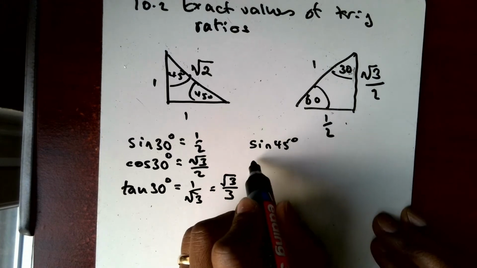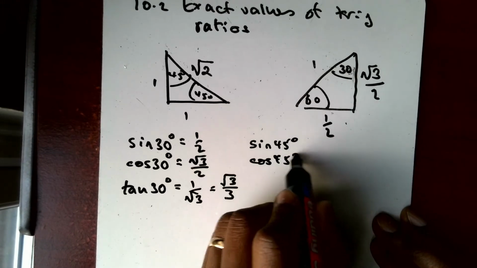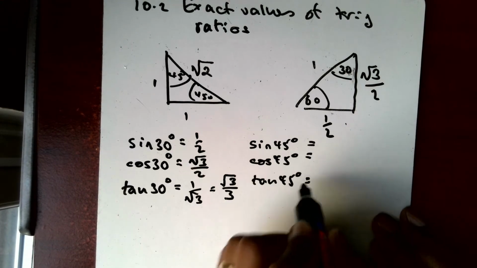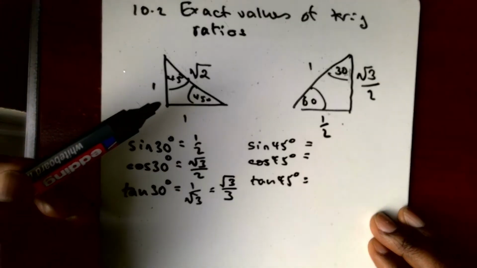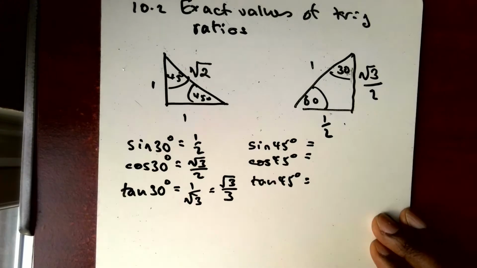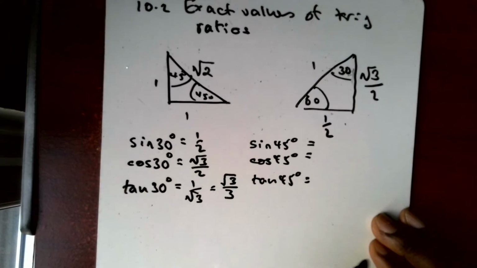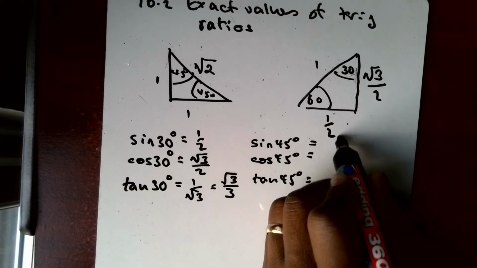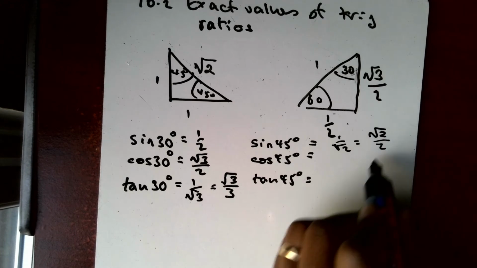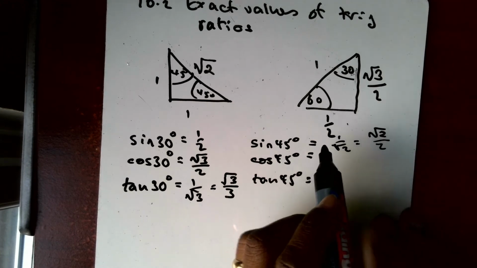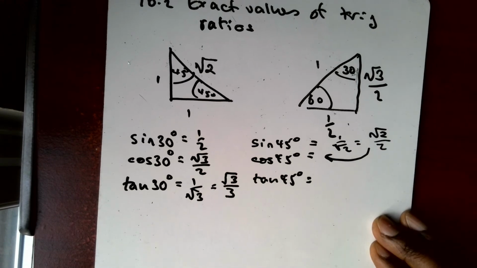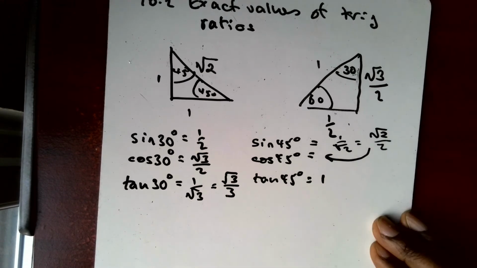So sine 45, cos 45, tan 45, and we're going to use the triangles again, but this triangle over here. So sine 45, again doing the opposite over the hypotenuse, will give you 1 over root 2. If you rationalise the denominator, that's root 2 over 2. Cos 45 actually gives you exactly the same value, so I'll just put that as the same thing. And tan 45 is going to be 1.